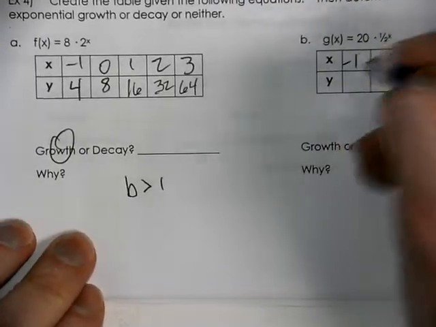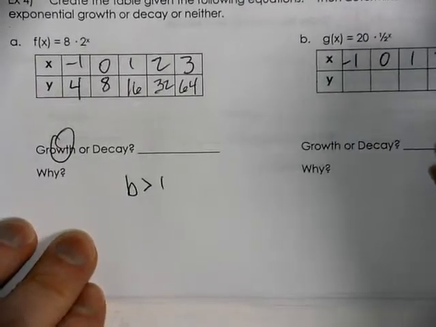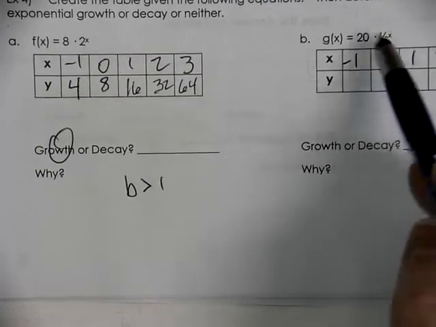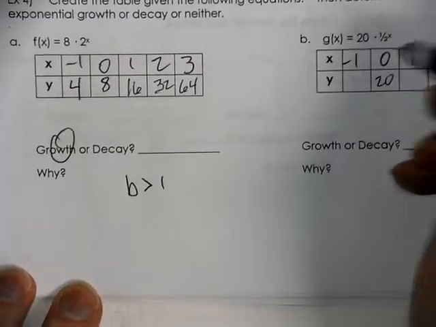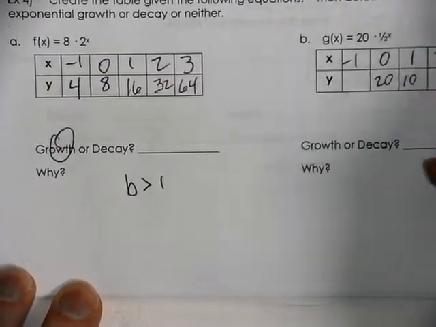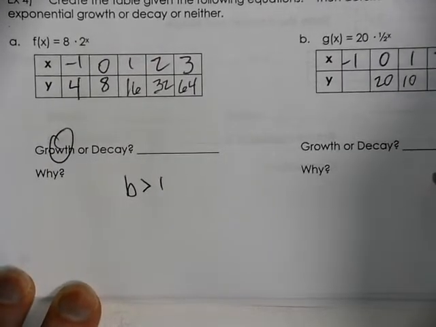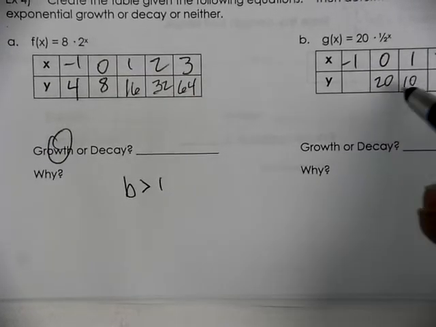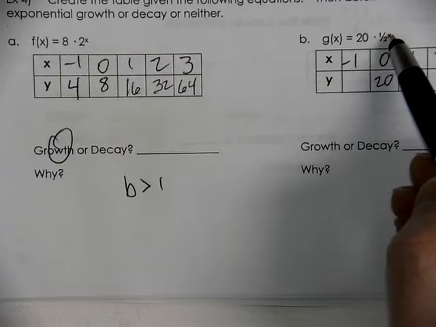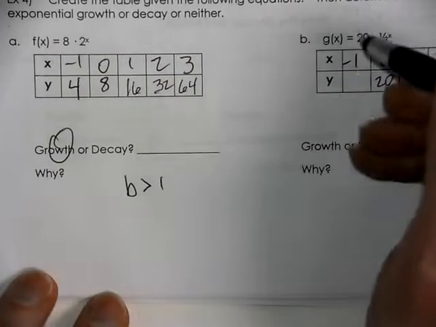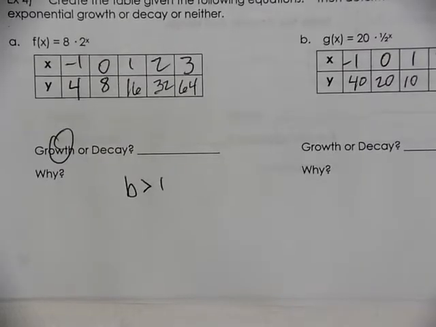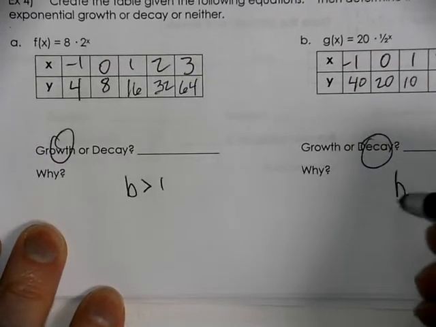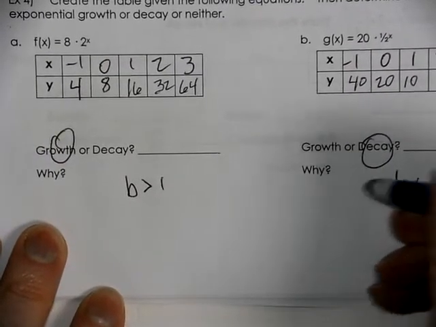And then our last one, if we use our same x values, when x is 0, we have a value of 1, so 20 times 1 is 20, and we're going to take half of it once, half of it a second time, and half of it a third time. So using that pattern, we see that we're doubling going to the left. A negative exponent would flip the fraction over, so it's 20 times 2, which would be 40. This would be exponential decay because our b value is less than 1 but greater than 0.